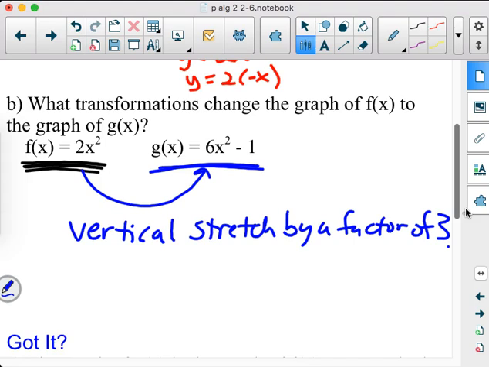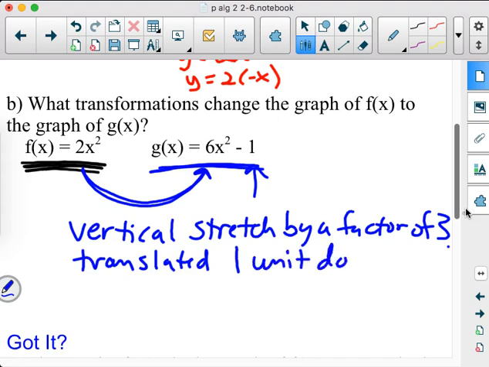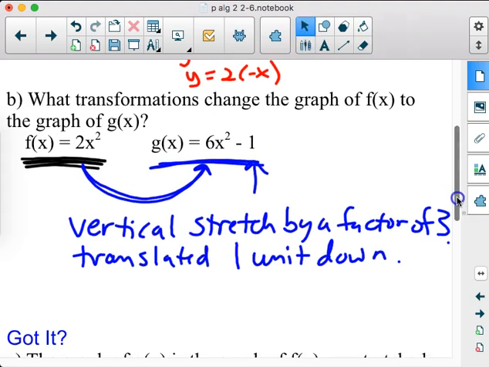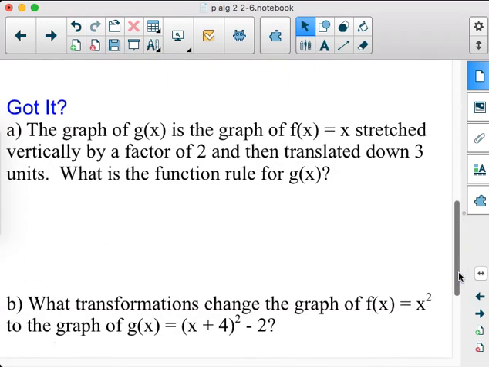All right, that wasn't it though. Because if that were it, 2x squared times 3 would be 6x squared, and we would have been done. But there's a minus 1 hanging out in the back there. Oh yeah, that's the number in back that moves it up or down. So this would also be translated 1 unit down. That would do it. That would take the 2 in front of the x squared and make it a 6, and then the minus 1 in back would definitely move it down 1. Got it. And speaking of got it, if you want to give yourself a little try here, you could certainly pause the video and see if you can do this one on your own.